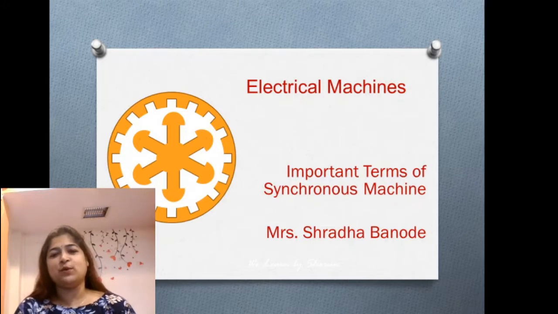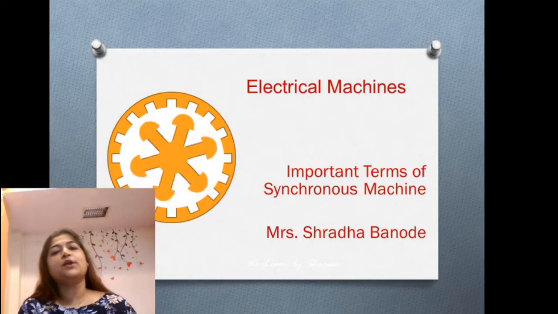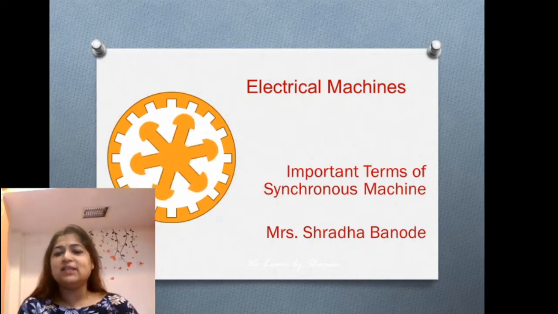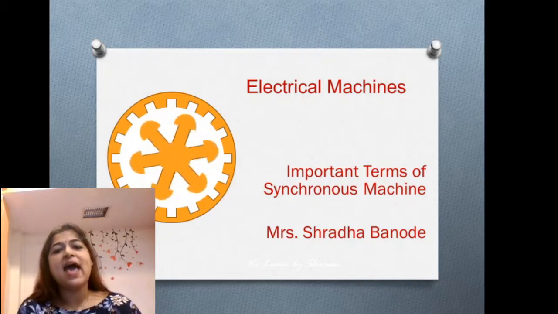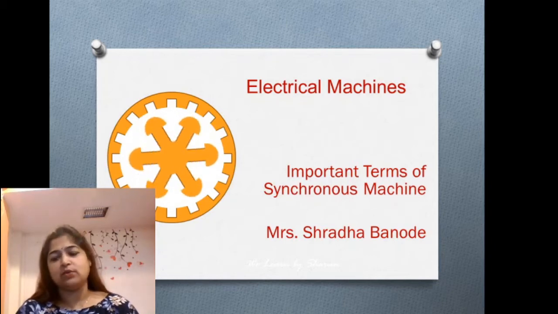I am Shraddha Banode and we are going to discuss very important terms of synchronous machines. Basically, we are discussing alternator where mechanical energy is converted into electrical energy. In a synchronous machine, the stator is the stationary part on which the armature winding is wound and the rotor is the rotating part on which the field winding is wound.